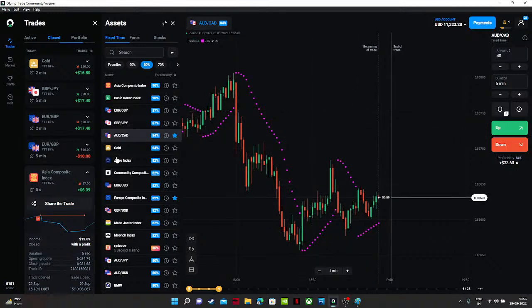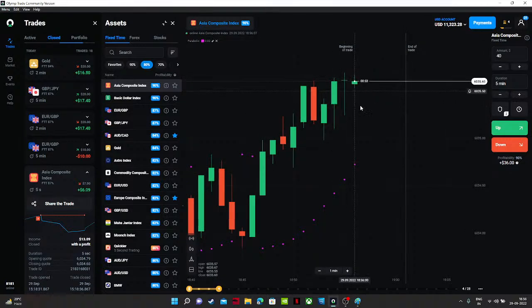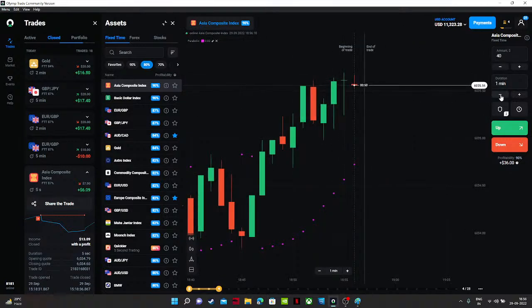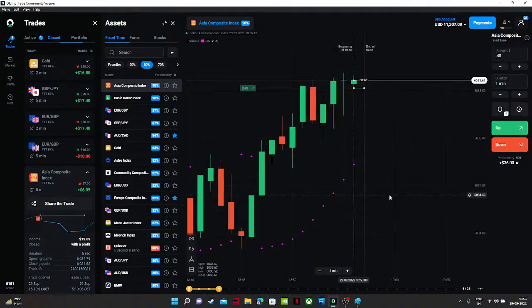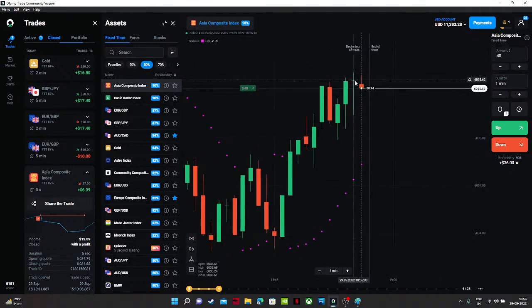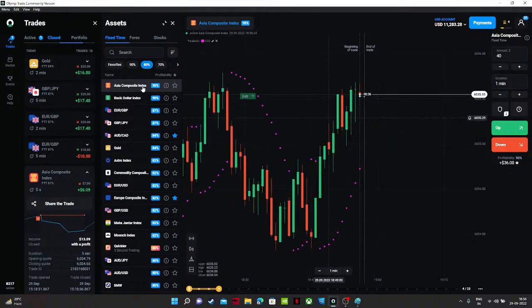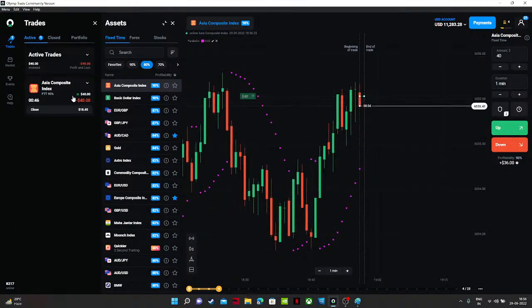Asia Composite Index, 2 minutes on the upside. Okay, let us see. Yes, the price action here is suggesting that the price should go up. So I will enter into a 1 minute trade here, because this candle is suggesting that there was a solid rejection from the downside, this candle also and this candle also. So I think yes, this candle might close in green, and if yes, we will win the trade. It is for $40.